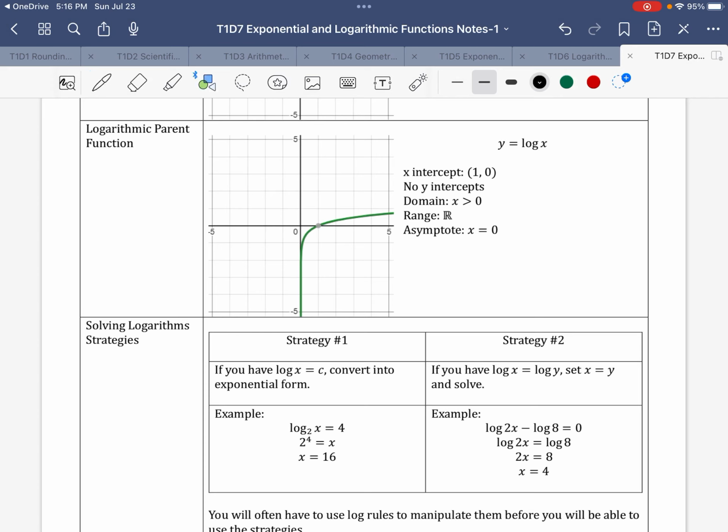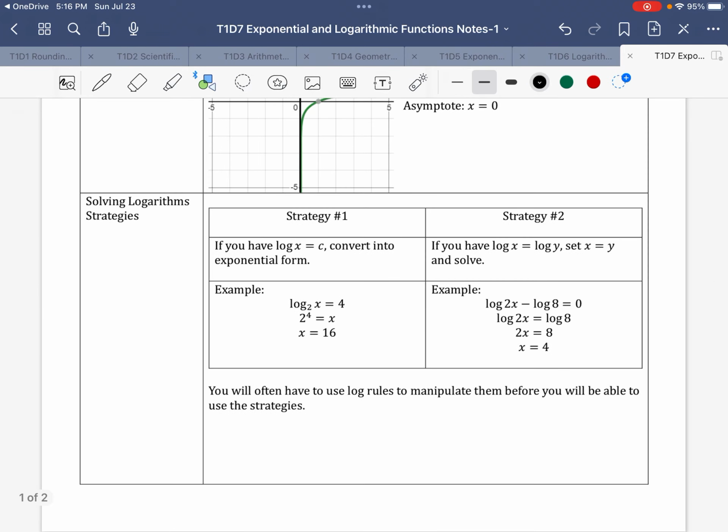Our logarithmic parent function, we have an x-intercept at (1, 0), but no y-intercept because, again, we have that vertical asymptote going straight up and down. That function will get infinitely close to that value, but it will never cross our y-axis. The domain is any values of x that are greater than 0, and the range is all real numbers, and then again, the asymptote at x equals 0.